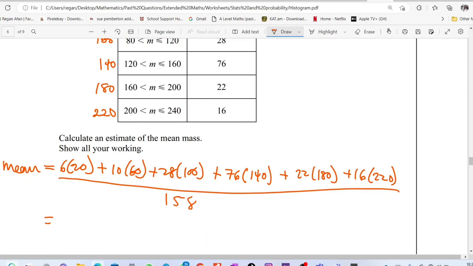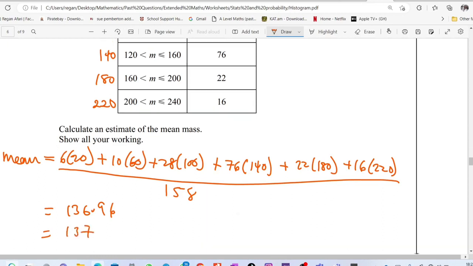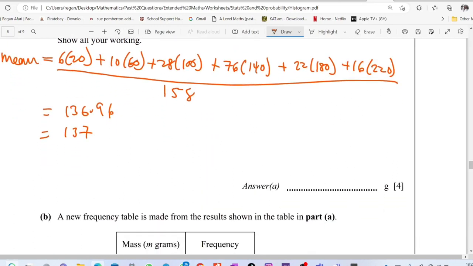6 into 20 plus 10 into 60 plus 28 into 100, 76 into 140, 22 into 180, 16 into 220, divided by 158. According to the calculator, I get 136.96 and so on. So 3 significant figures should give us this. Cool, right? Yeah, we're good to go.